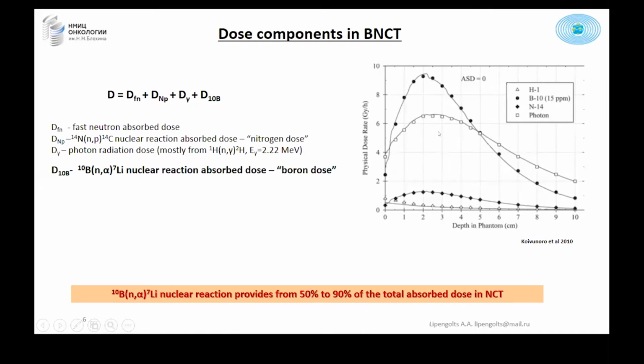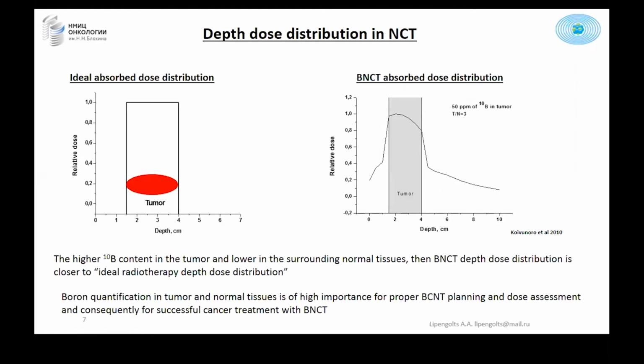And this value is, I would say, crucial, because for this concentration of boron, boron dose is equal to the rest of the components. And starting from that particular value, boron dose comprises 50% of the total dose. And on increasing the concentration, we can reach up to 90% of the dose within the tumor created by the boron. That is why it's so important for boron neutron capture therapy to evaluate boron content in tumor and normal tissues.